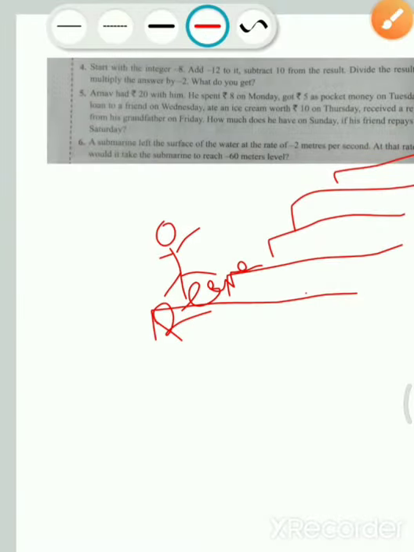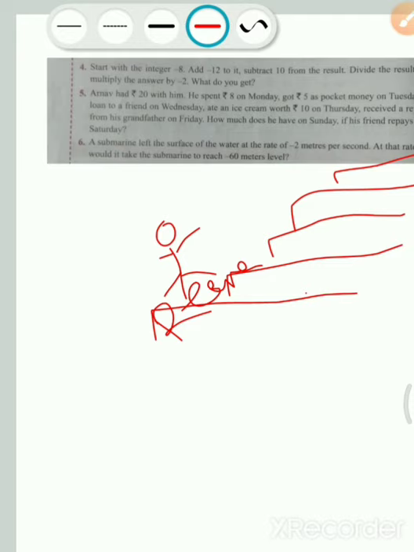Okay, turn to page number 26 and have a look at your question number 3. Here it is not there, sorry for that. You just see your question number 3. I will read out that question. You just listen carefully. Okay, what is that question?